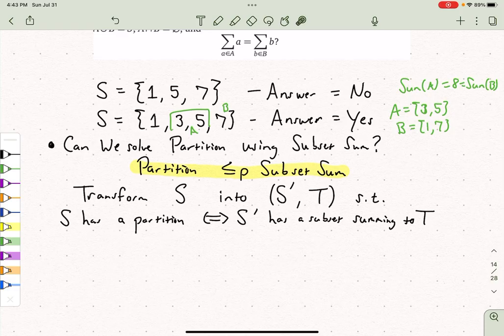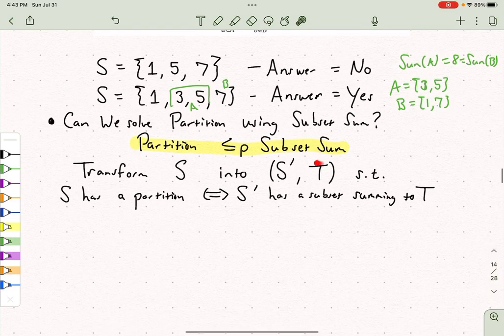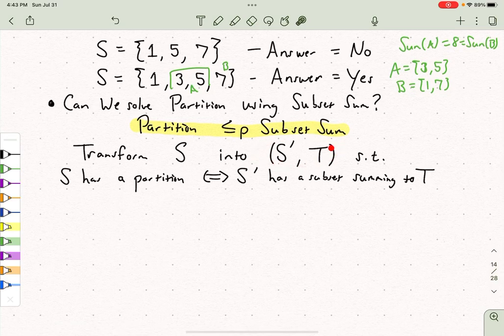All right, so in particular, we need this transformation to satisfy: S has a partition if and only if S prime has a subset summing to t. So if this problem has a solution for this instance, then this one should have a solution, and vice versa. So this gives us a valid way to solve partition using subset sum, because if there exists a partition, then we know there exists a subset summing to t. But if there's no partition, then there's no subset summing to t. So in both cases, we get the correct answer.